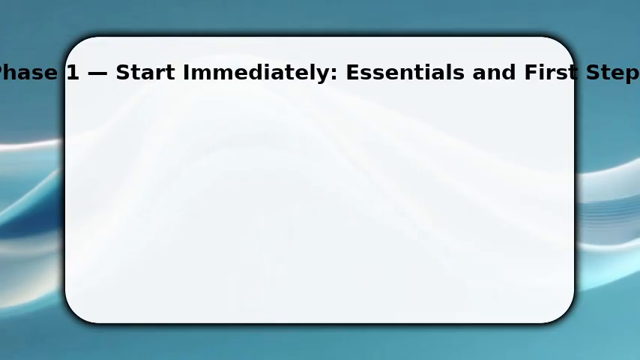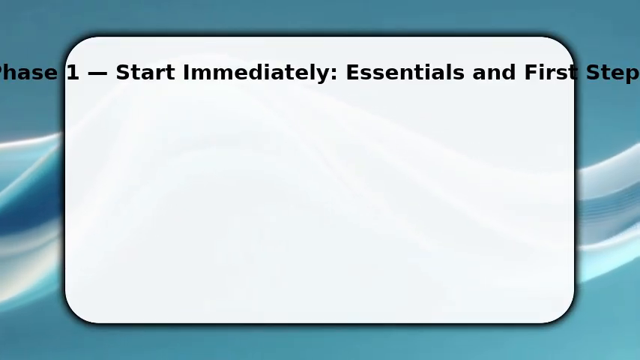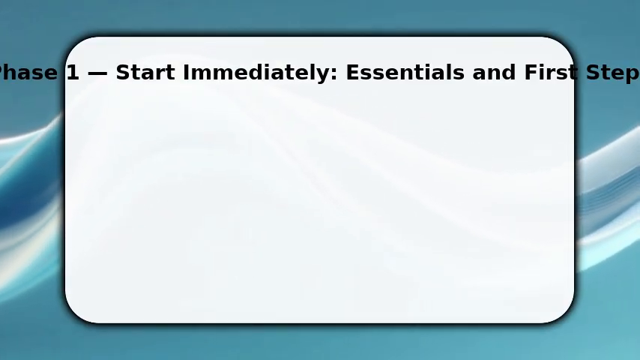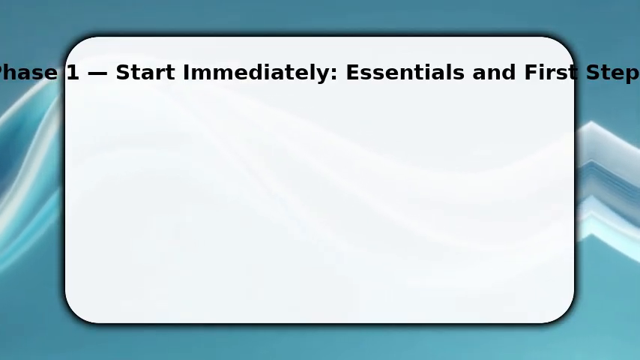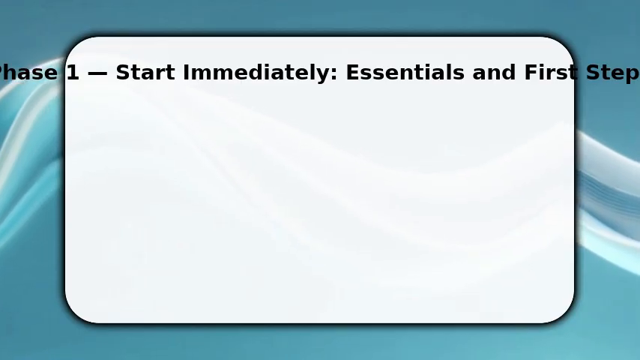You're beginning the update now, so first confirm backup and power. Tap Settings, then General and Software Update. This begins the fetch process. Once the update appears, read the brief list of changes and tap Download.